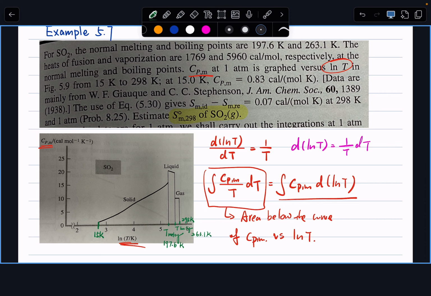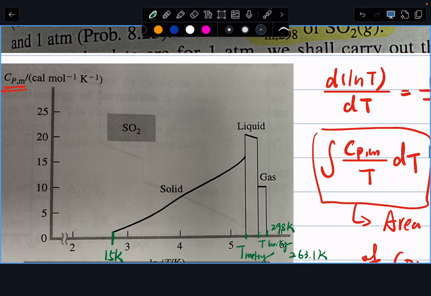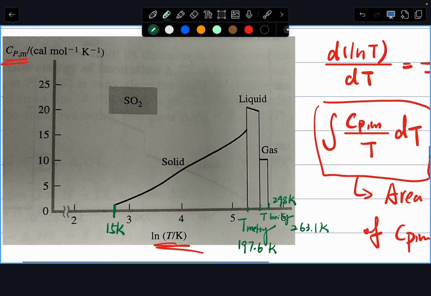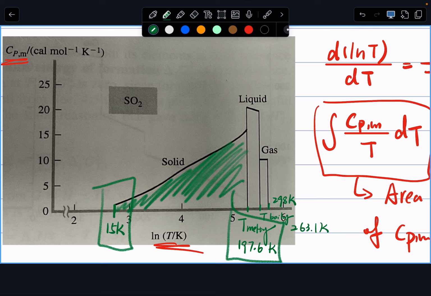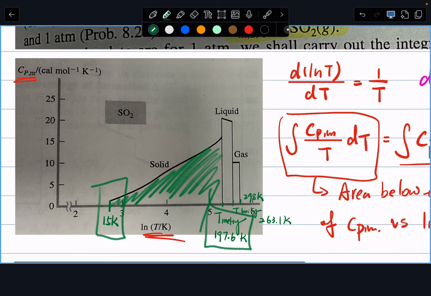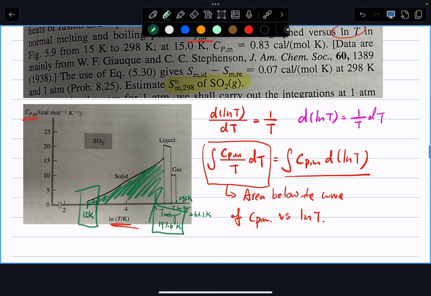If we go back to the actual figure, what's the actual shape we're looking at? We're talking about the solid phase, increasing the temperature between 15 K and my T melting. This is effectively the area below the curve. You can estimate it as a triangle, so bottom times height times 1/2. And let's keep going.